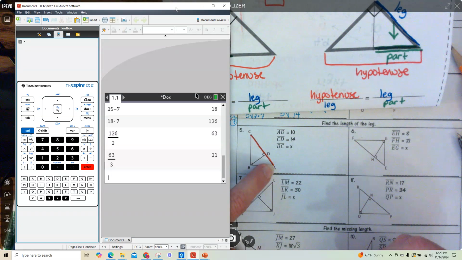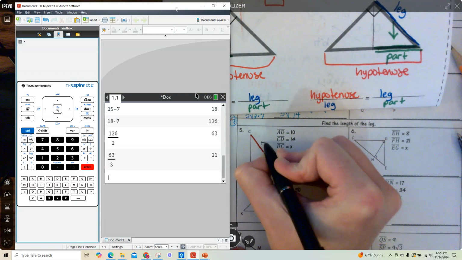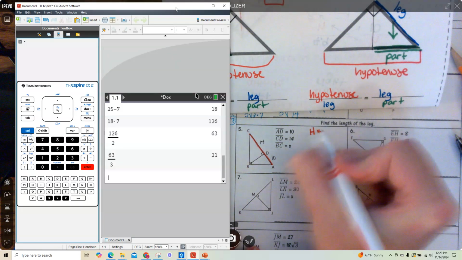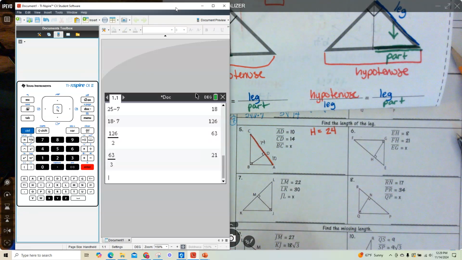So AC is your hypotenuse. Do we have a measurement for AC here? No. Hopefully we can find it. Let's see if we have enough information. It says AD, that's this piece, is 10. CD is 14. Do I know what the hypotenuse is? 24. 14 plus 10 is 24.